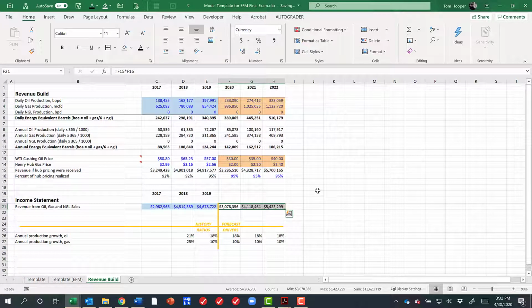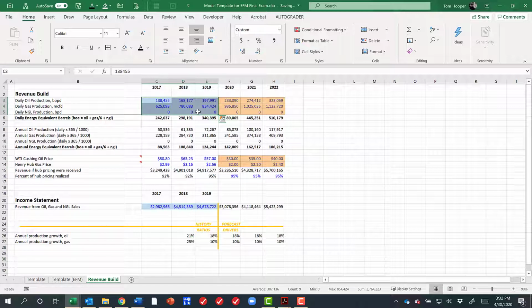I do want to jump over and show you where to find these numbers. You know where to find these numbers. That's the top line of the income statement from Edgar. But these have to come out of the 10K.